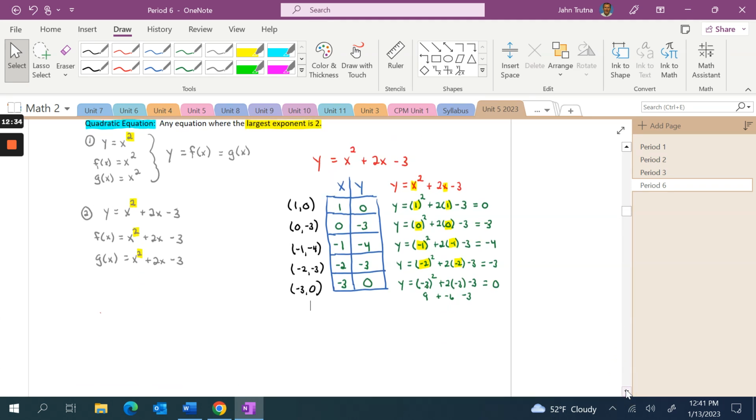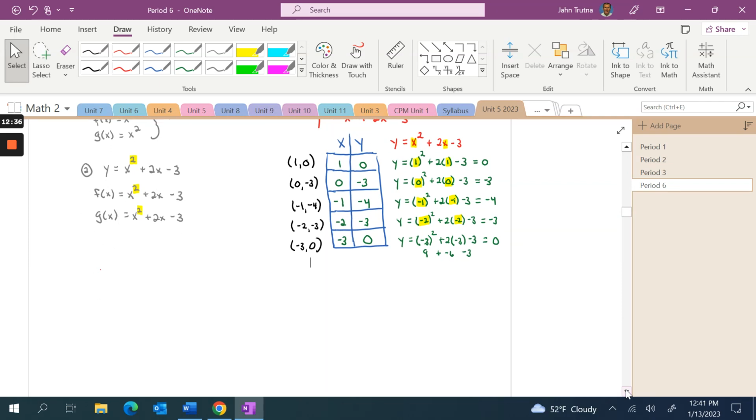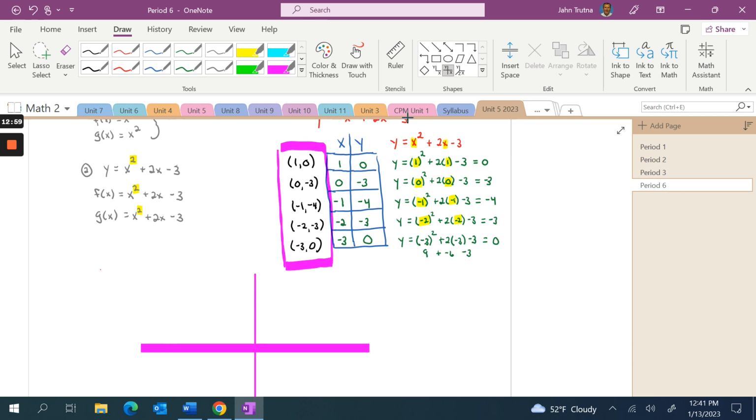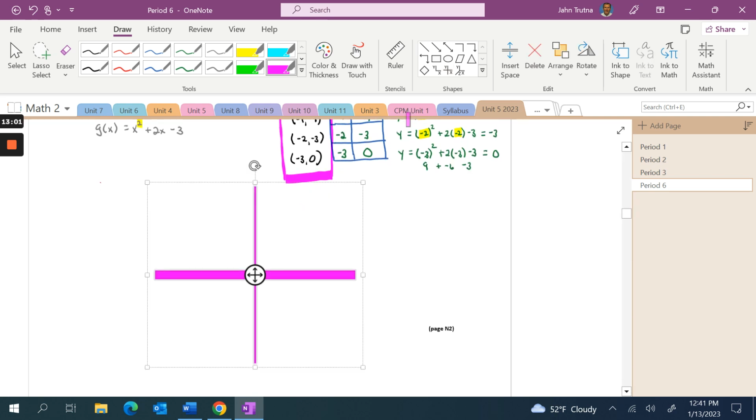Okay, so what we're going to do now is take these 5 ordered pairs that I generated from my table that I got from my equation. I'm going to plot or graph these 5 ordered pairs on an x and a y axis, so I'm going to draw an x and a y axis here on my paper. I didn't mean to do it in purple, but I'll go with it.